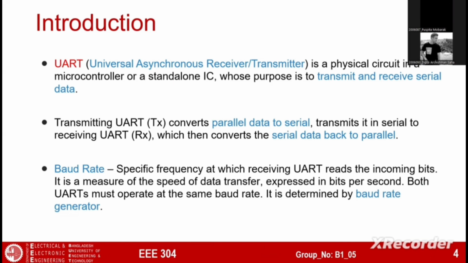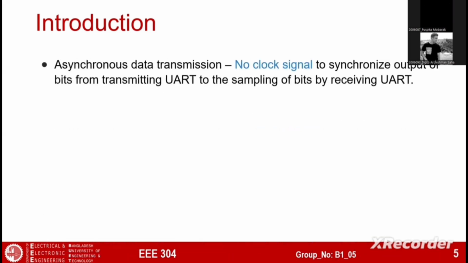What is baud rate? Baud rate is the specific frequency at which UART reads the incoming data bits. It is actually the measure of the data transfer speed, which is expressed in bits per second. Both UARTs, that is the transmitter and the receiver, must operate at the same baud rate, which is determined by the baud rate generator.